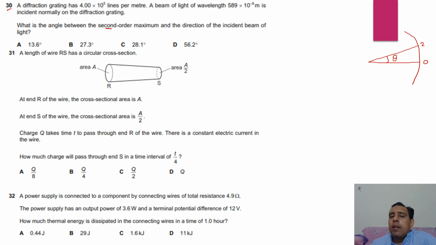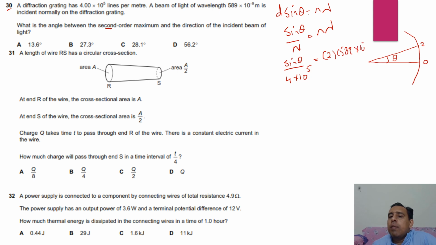You know that the formula is d sine theta equals n lambda, and you may write d as 1 over capital N. So sine theta over N equals n lambda, where N is 4 into 10 to the power 5 lines per meter, so the unit is correct. It is second order and the wavelength is 589 into 10 to the power minus 9. So this theta is your answer. By solving these calculations on the calculator, you can find the answer written somewhere over here. Yes, it's C. A simple question.